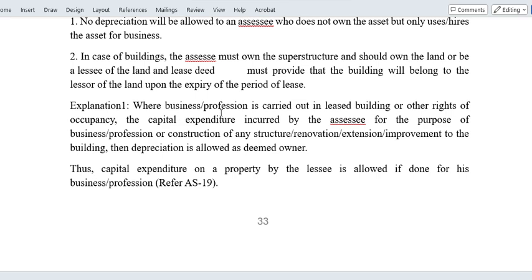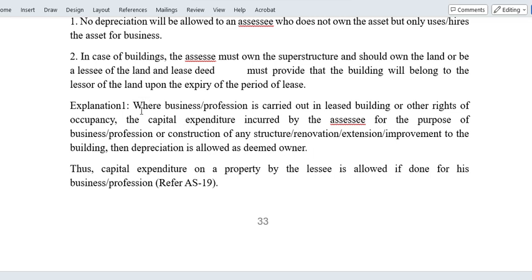Explanation. Where business or profession is carried out in a leased building or other rights of occupancy, the capital expenditure incurred by the assessee for the purpose of business or profession, or construction of any other structure, renovation, extension, improvement to the building, then depreciation is allowed to the deemed owner.